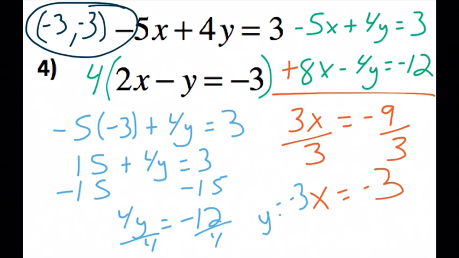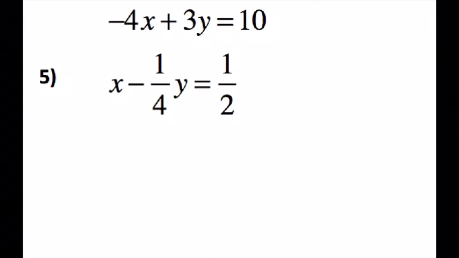So the point these two have in common is negative 3, negative 3. That's the point where they would both cross if they were to be graphed. Okay, here's number 5.